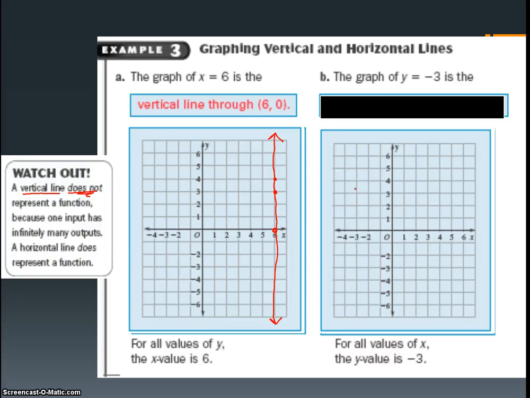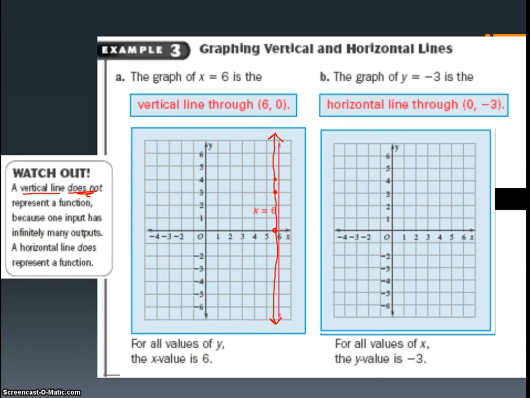Y equals negative 3 for part B is a horizontal line. We're going to go to the negative 3 on the y-axis. That's why it says y equals negative 3. Now if I drew a vertical line, you can see it goes right on top of the axis. So I'm going to draw a horizontal line.